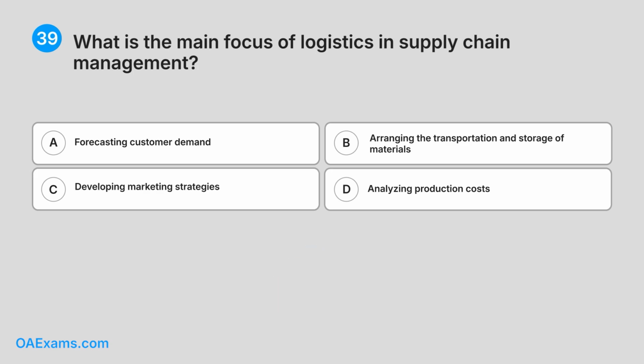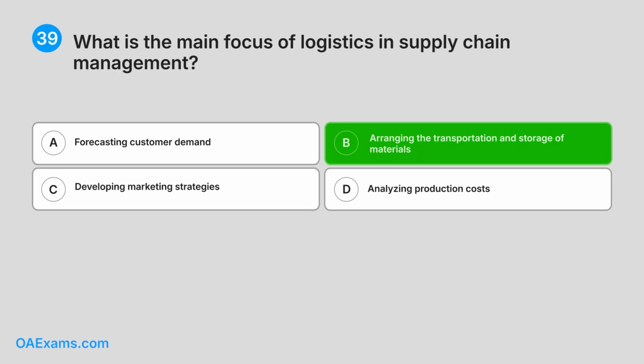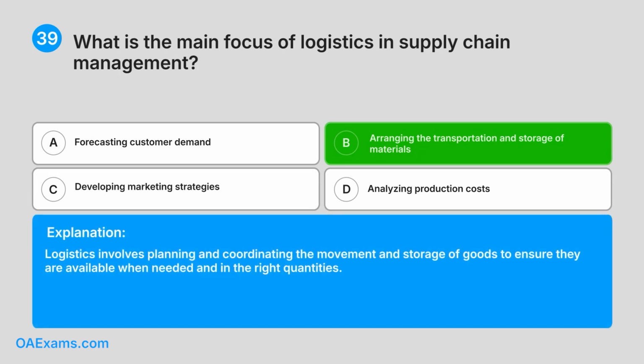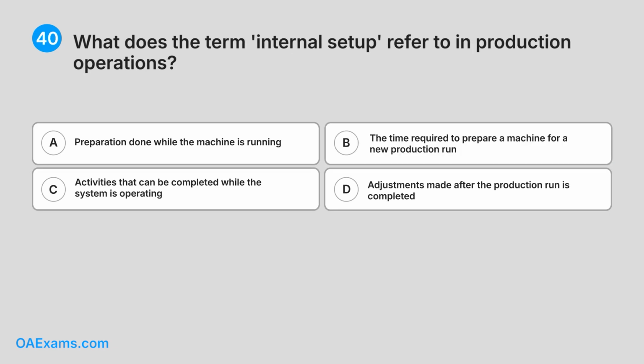Correct answer. B. Arranging the transportation and storage of materials. Explanation. Logistics involves planning and coordinating the movement and storage of goods to ensure they are available when needed and in the right quantities.